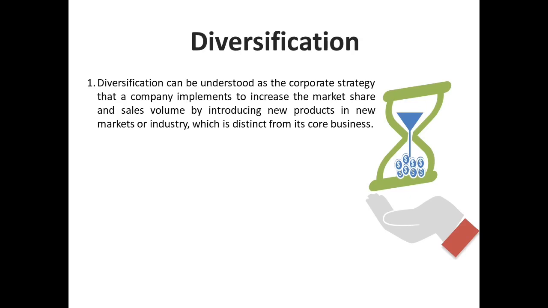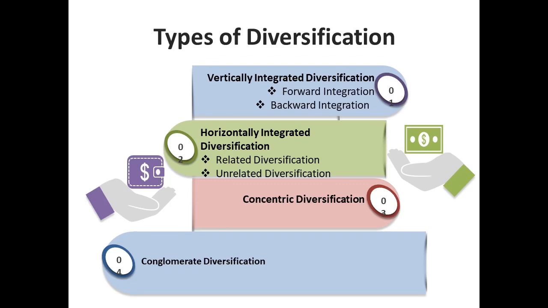Okay, next, types of diversification. They have four types of diversification. Number one is vertically integrated diversification. Number two, horizontally integrated diversification. Number three, concentric diversification. And lastly, conglomerate diversification.